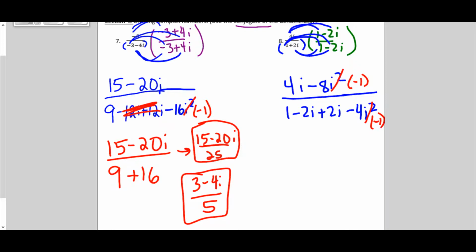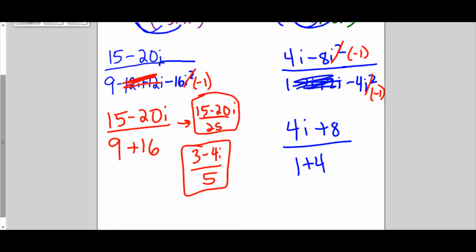Now simplify. On the top, it's going to be 4i. Negative 8 times negative 1 is positive 8. And then in the bottom, 1, negative 2i plus 2i, those cancel out because those make 0. And then negative 4 times negative 1 is positive 4. Remember, when we write complex numbers, we want the i to come second. So I'm going to rewrite this as 8 plus 4i divided by 5. Make sure you rewrite it so that the i comes second.